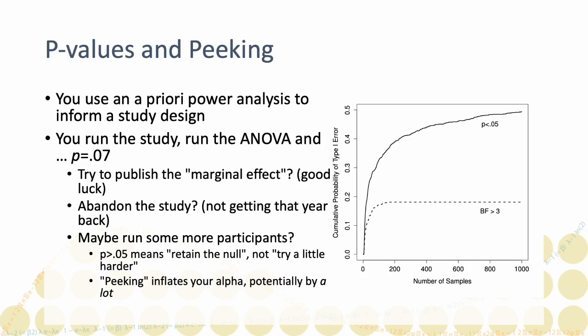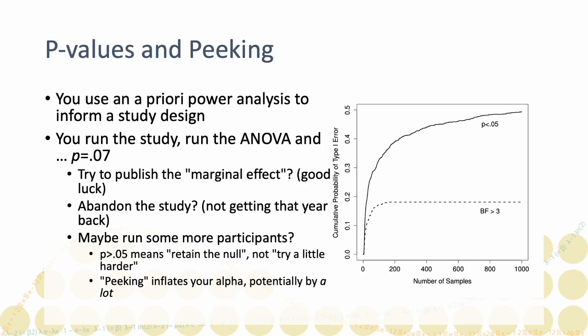Suppose you used a power analysis to run a study. It said 60 people would be sufficient for a study with a power of 0.9, which is reasonably high. So you collect data from 60 participants, run the ANOVA, and your one-way ANOVA falls just shy of significance with a p of 0.07. Now, if you try to write up a study as is, you'll have a hard time publishing a study with a marginal effect. You could abandon the study altogether, but there goes a year of your life.